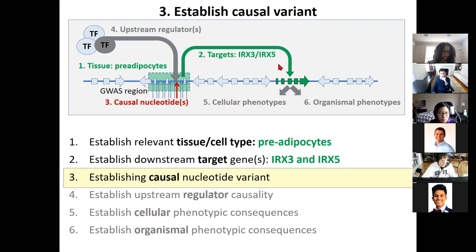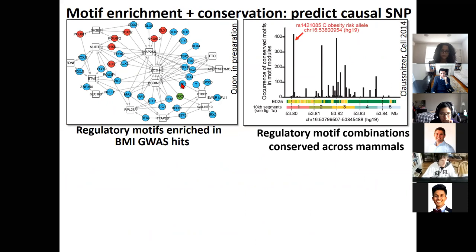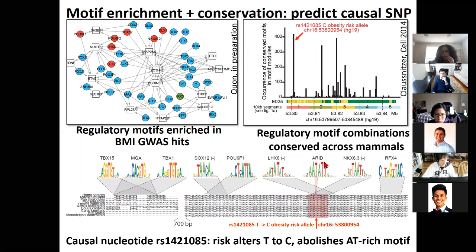So that gives us the first one, the tissue where it acts, and the second one, the target genes through which it acts. What about finding the causal nucleotide? Again, we use this approach of looking at specifically which nucleotides intersect enhancer regions and which ones are evolutionarily conserved. Looking at the global enrichment, we found that there are many regulatory motifs involved in BMI that are enriched in the same target regulators, and that there are specific motif combinations that are disrupted by this T-to-C variant that disrupts this AT-rich interacting domain motif by changing the T into a C.